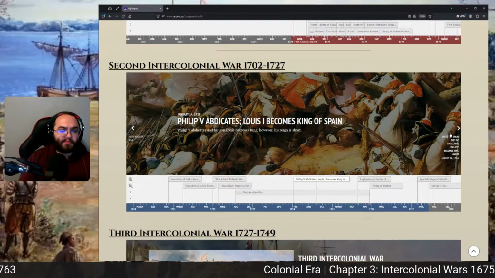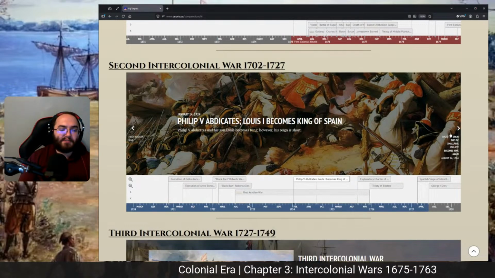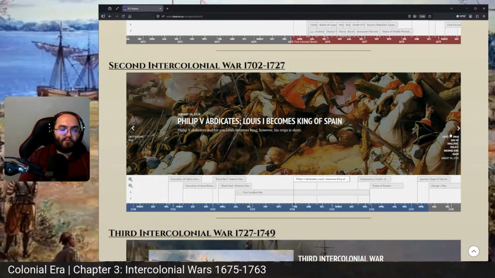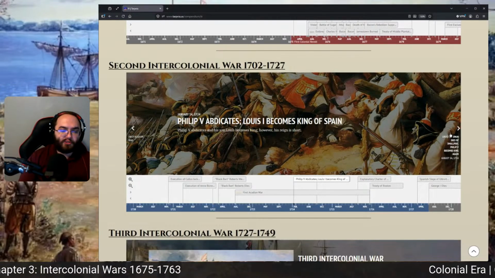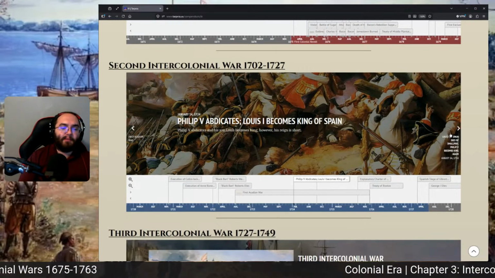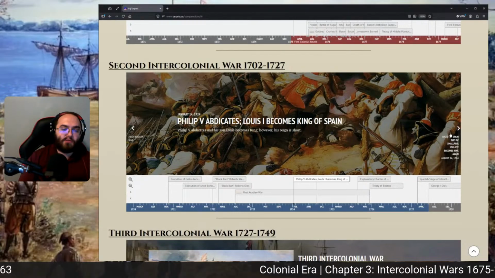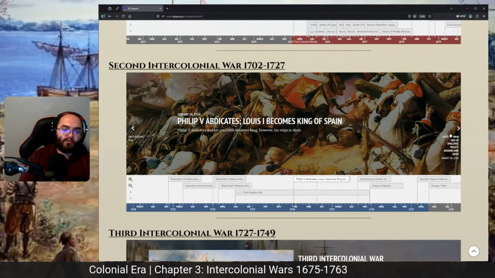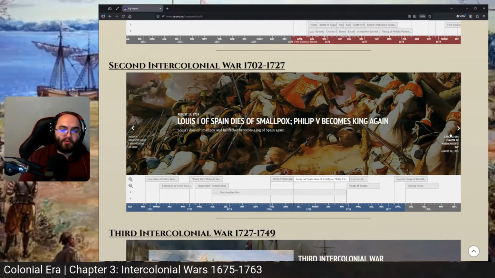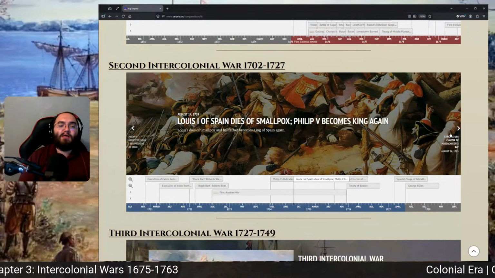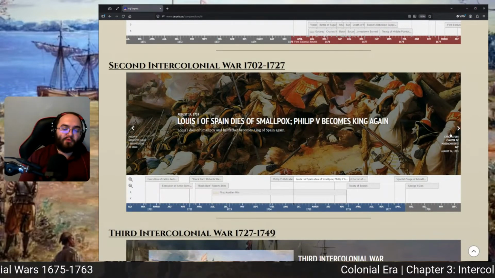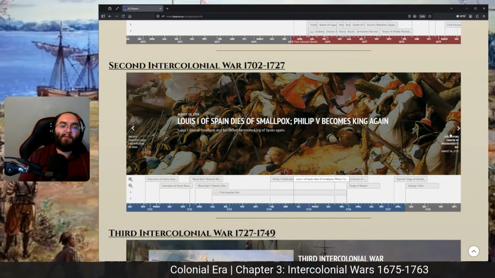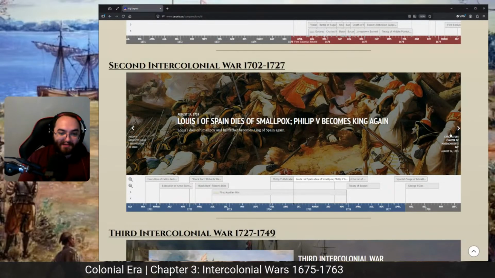Philip V abdicates, and Louis I becomes King of Spain. Remember, Philip V was Philip of Anjou, a French guy, so he is abdicating for his son, Louis, to become king of Spain. However, Louis dies very shortly after this of smallpox, and Philip V, the guy who just abdicated, his father, will become king of Spain again.